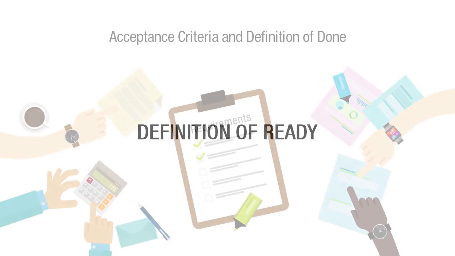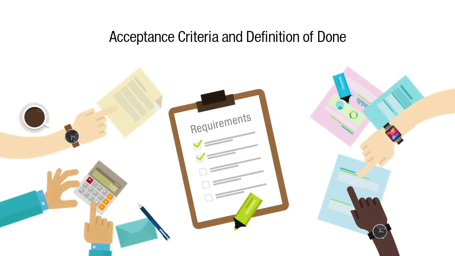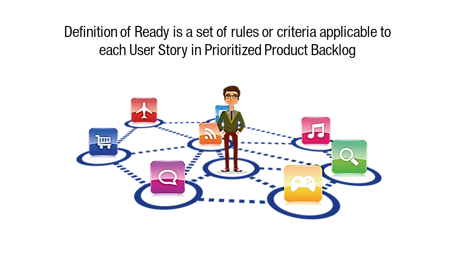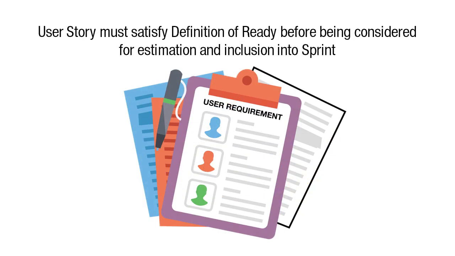Definition of ready. Now that we have discussed acceptance criteria and definition of done, let us discuss definition of ready. The definition of ready is a set of rules or criteria applicable to each user story in the prioritized product backlog. A user story must satisfy the definition of ready before being considered for estimation and inclusion into a sprint.